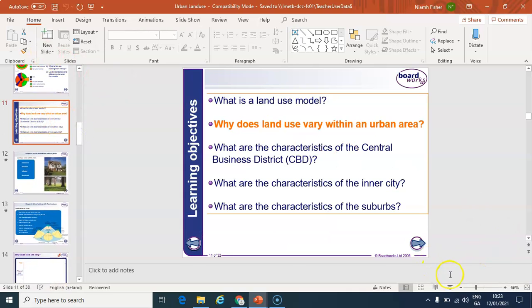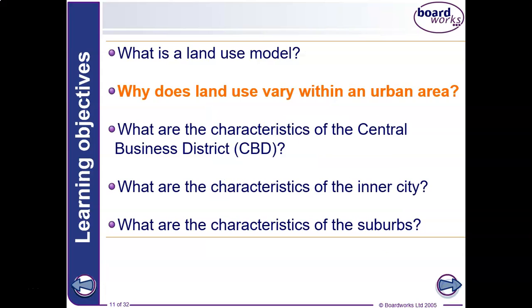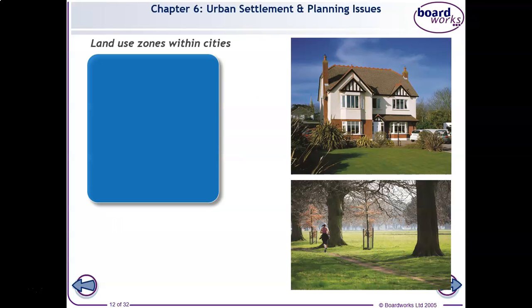Okay. So why does land use vary within an urban area? That's the next thing that we're going to look at. It's kind of self-explanatory, really, isn't it? You have different zones within cities. So you've got a commercial zone, a residential zone, an industrial zone, and recreational. So we're starting to link in here with our maps.